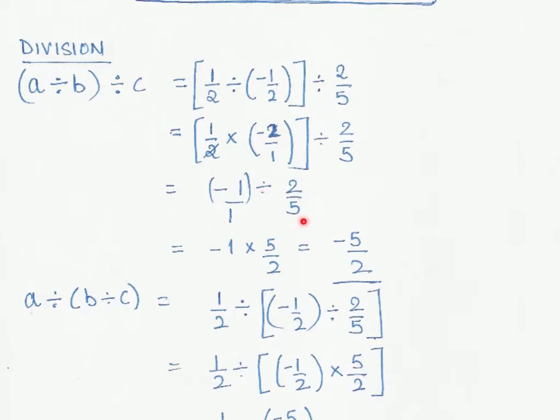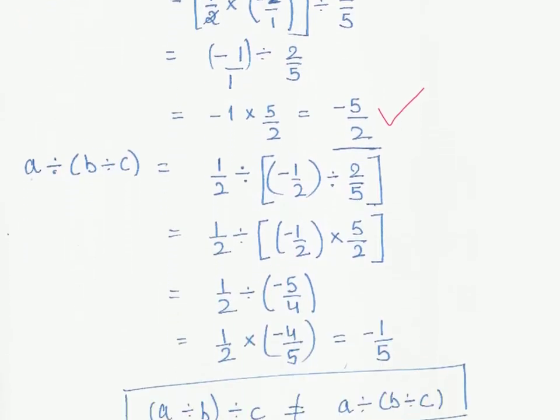Again, we apply the same operation of converting this into a multiplication by exchanging the numerator and denominator over here. So we get minus 1 multiplied by 5 by 2. You can see this 5, which was a denominator, has become a numerator, and this 2, which was a numerator, has become a denominator. So we get the result of this as minus 5 by 2, which is shown over here. Now let us do this division the other way around.